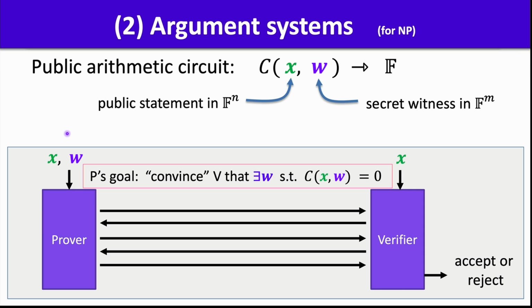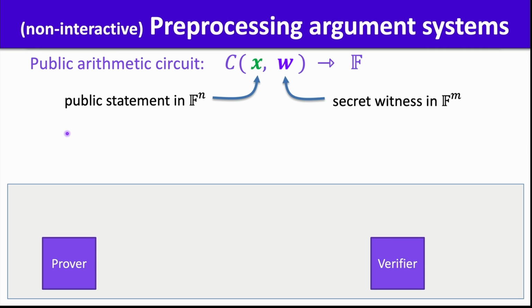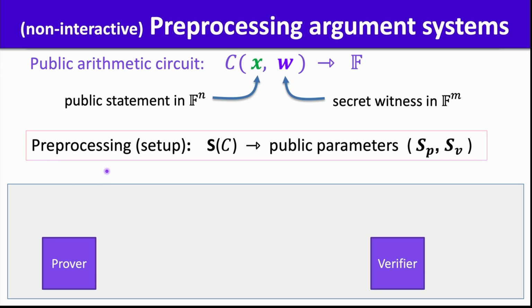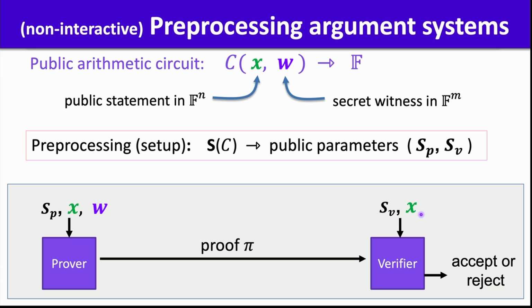Before we get into the exact syntax of what an argument system is, let's zoom in a little bit more, and look at a particular type of argument system called a non-interactive preprocessing argument system. It's a bit of a mouthful, but the concept is not difficult. So again, we have our arithmetic circuit C, and a non-interactive preprocessing argument system works as follows. First of all, there's a preprocessing procedure. We call this the setup procedure, and we'll denote it by S. This setup procedure will pre-process the circuit C and produce some public parameters. We call those SP, public parameters for the prover, and SV, public parameters for the verifier. Now, the prover will take the public parameters for the prover along with x and w as before. The verifier will take the public parameters for the verifier along with the statement as before. And then the prover will produce a proof pi, and the verifier will simply accept or reject this proof.